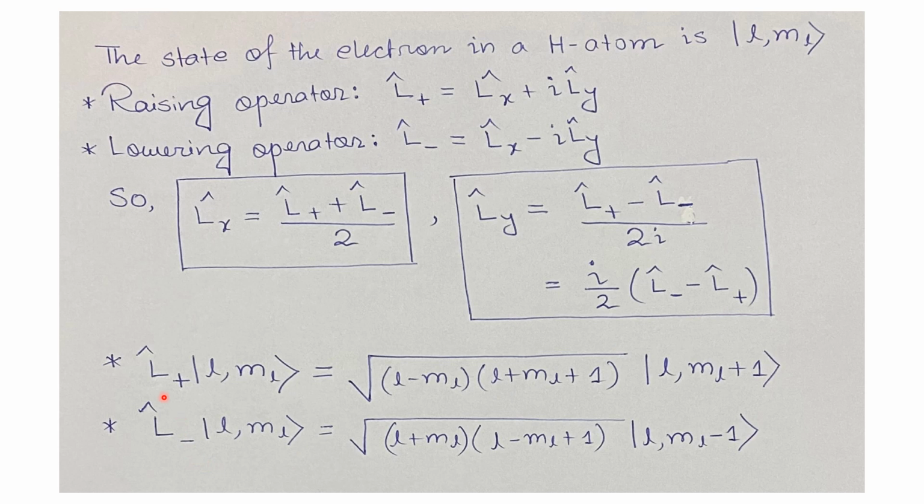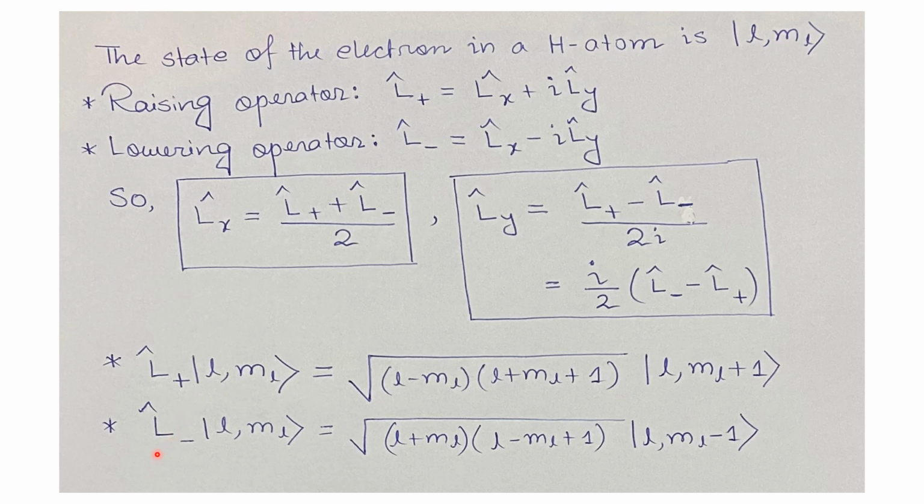Now when this L plus cap operator acts on this state |L, ml⟩, it will give the value root over (L minus ml) times (L plus ml plus 1), with this state |L, ml plus 1⟩. So basically this operator L plus acting on this state |L, ml⟩ will raise the value of ml by 1. That's why it is called the raising operator.